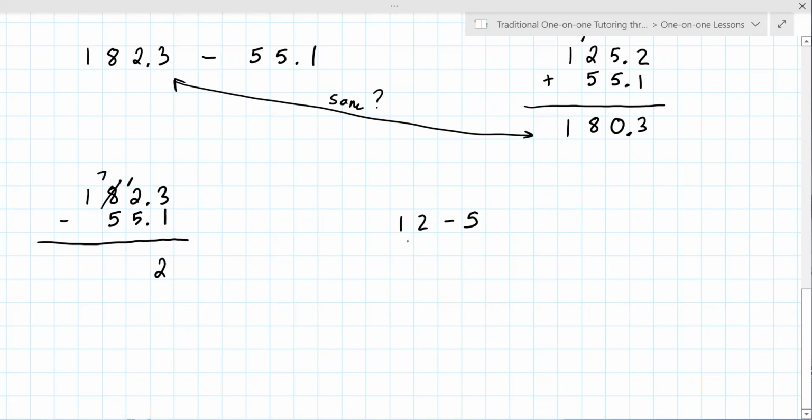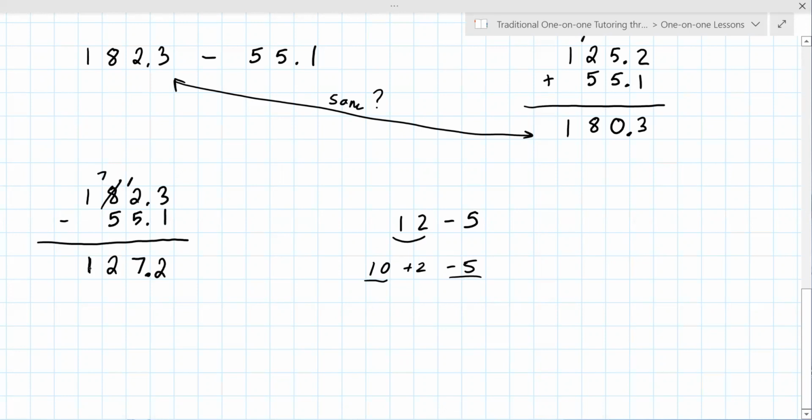Think of 12 as 10 plus 2 minus 5. So maybe 10 minus 5 is easier. 5. 5 plus the 2? 7. There you go. Good. And then going back to our problem on the left here, 7 minus the 5, because it's no longer 8 because we crossed it out. What is 7 minus 5? 2. Bring the 1 down.